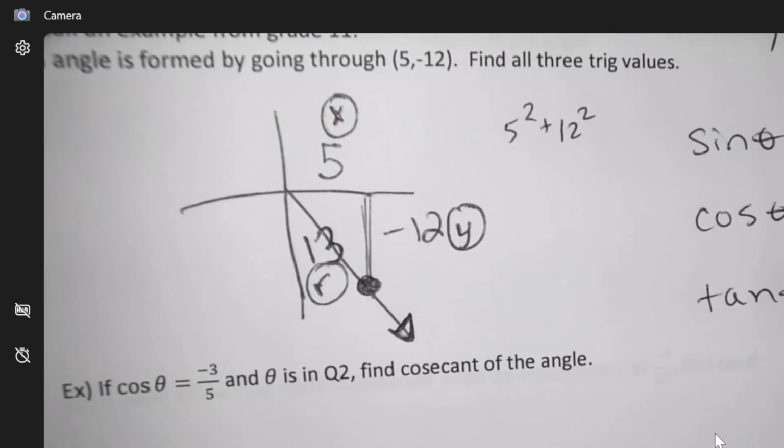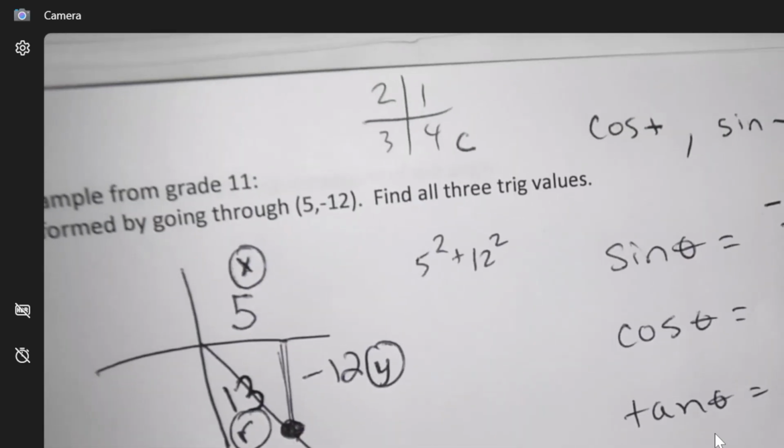Okay. Now I asked you about ASTC before. We didn't use it, but does our connections work? Is cosine a positive number? And our sine and tan negative values. Yep. Okay, and that's with ASTC, right? It all ties together.